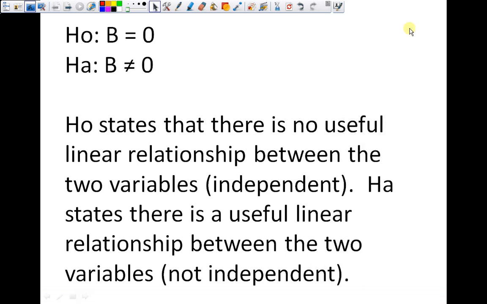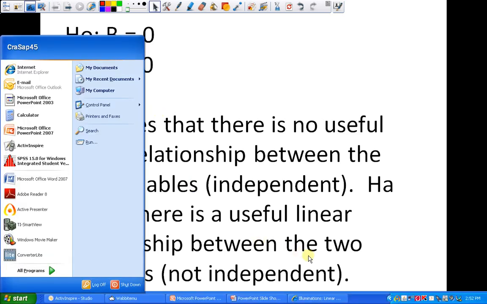So the next thing we're going to do is we're going to be interested in testing to see whether the true slope between two variables is 0 or if it's not 0. If the true slope between two variables is 0, then what we're saying is that they're independent of each other. There's no useful linear relationship between those two variables. And if the slope is not equal to 0, then there is some type of useful linear relationship. Okay, so let's show this first.